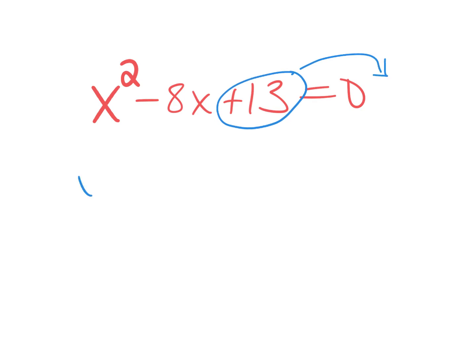So we're going to first take the constant and move it to the other side. So I'm going to rewrite this as x squared minus 8x. I'm going to put plus a box. I'm going to put my square. When I move 13 over, it becomes what?